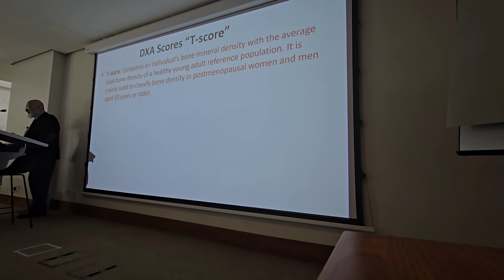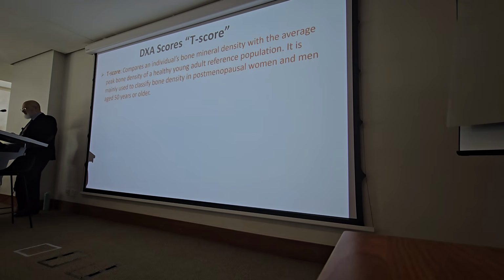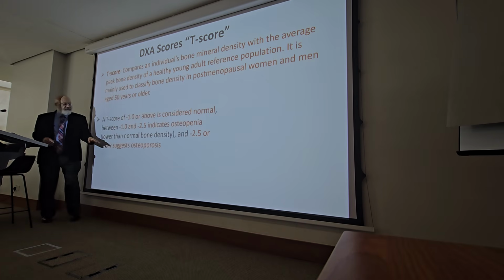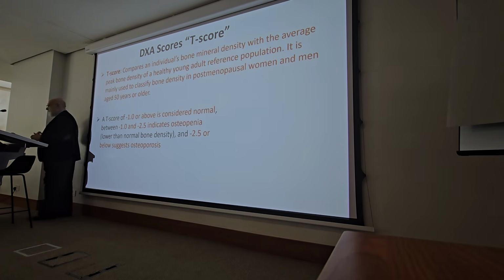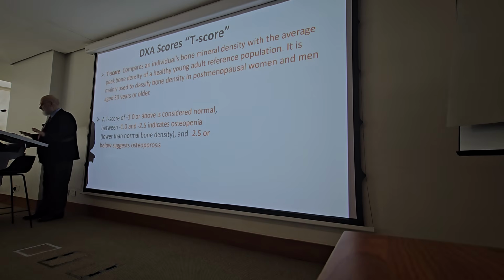So the main thing is what we call the T-score, which compares an individual's bone mineral density with the average peak bone mass. This is the way we actually measure the score for osteoporosis, usually for postmenopausal women, over 50. So we give them a score. If you have a score of -1 or above, you are considered to have normal bone. If you have -1 to -2.5, this is called osteopenia, a weaker bone, which is more susceptible to fracture. If you have a score of -2.5, this is osteoporosis for sure. You are diagnosed with osteoporosis.